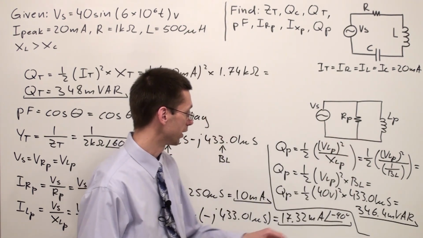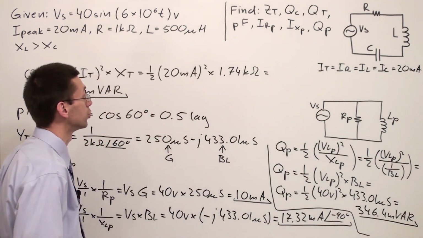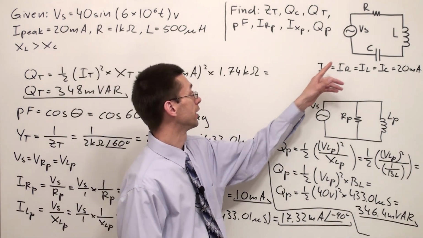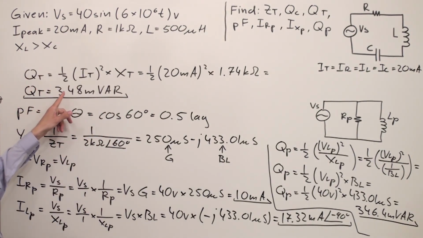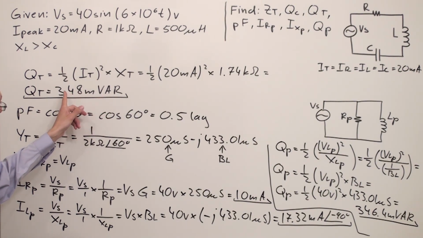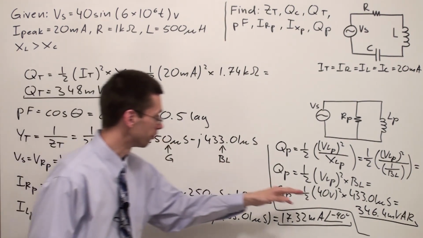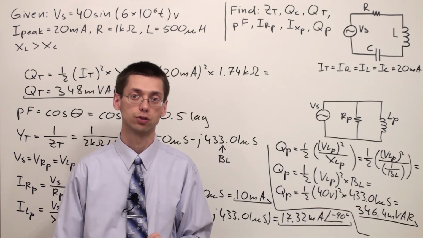Now I would like to compare this answer with the total reactive power in my series circuit. We got 348 millivolt ampere reactive. So we can say that this answer is very close to this one. That's why we can say that the problem is solved correctly.